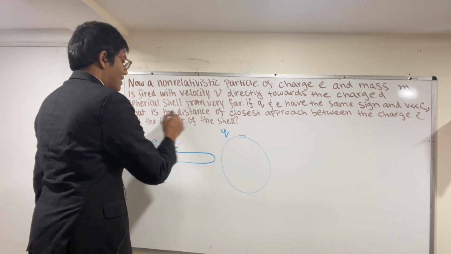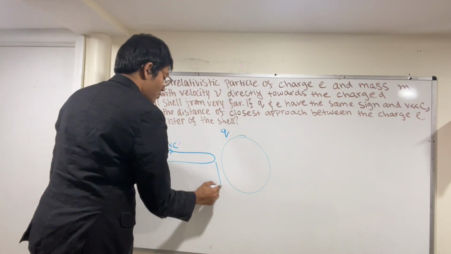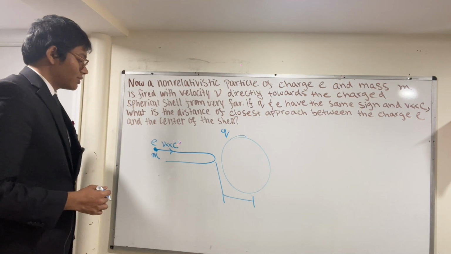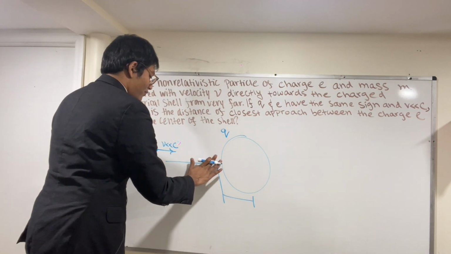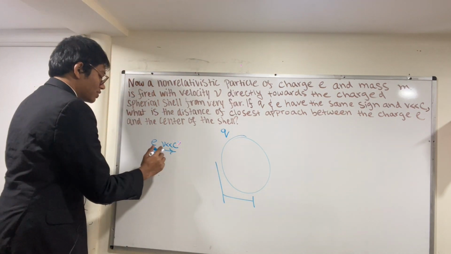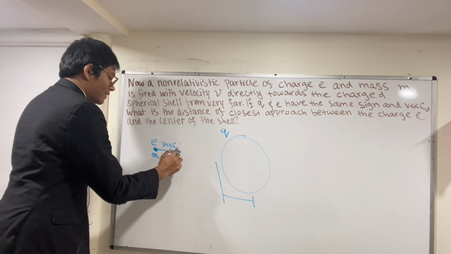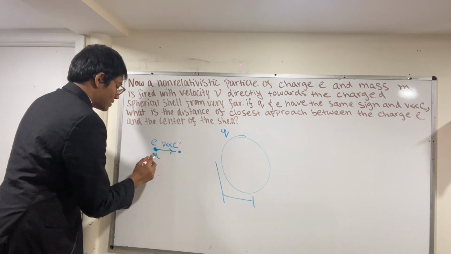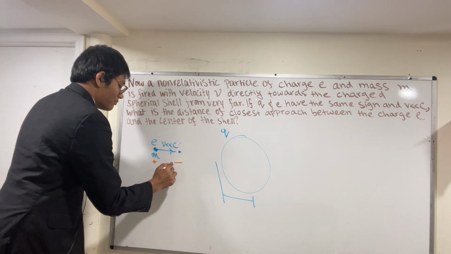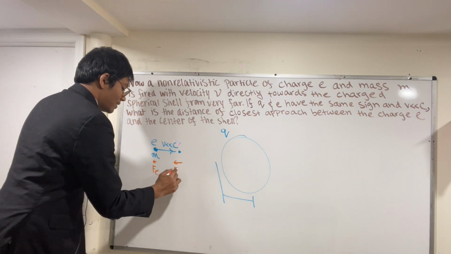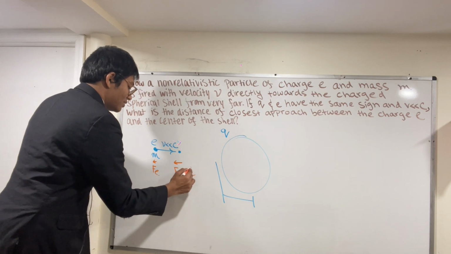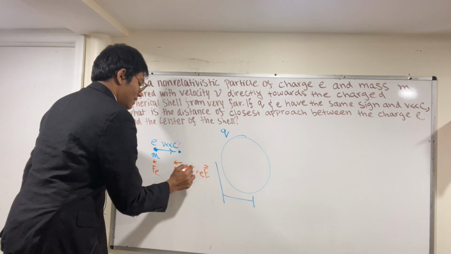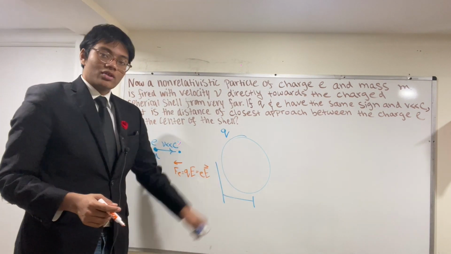What we have to figure out is the distance of closest approach between the charge and the center of our shell. So, how can we solve this problem? Well, one thing we could do is consider the forces at hand. As this charge gets closer and closer to the spherical shell, the force on it is going to get stronger and stronger. So it's going to have an electric force exerted on it that is at first weak, but then grows stronger. This is F sub E. And we know the electric force is q times E. In this case, of course, q is small e, and E is the electric field due to this spherical shell.